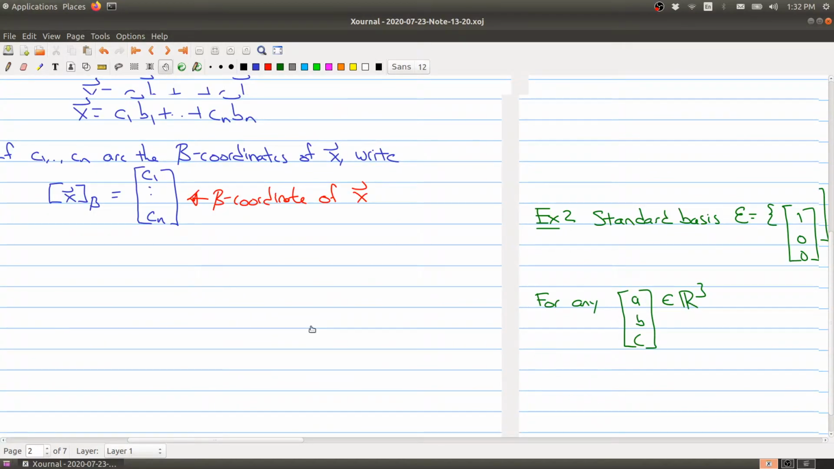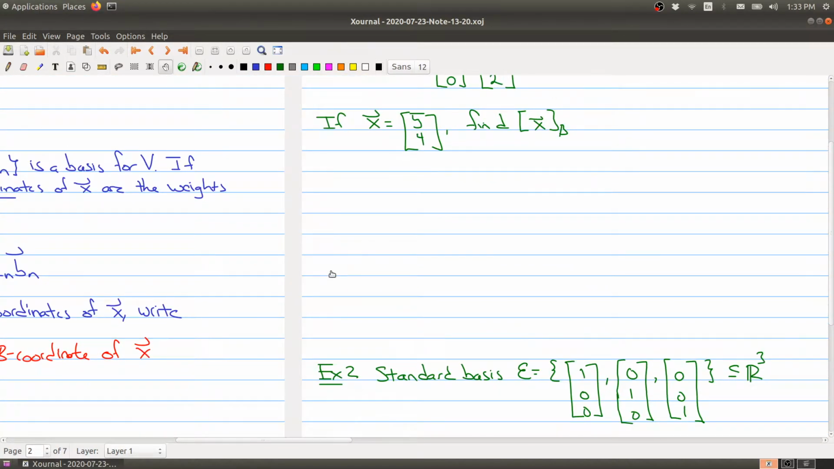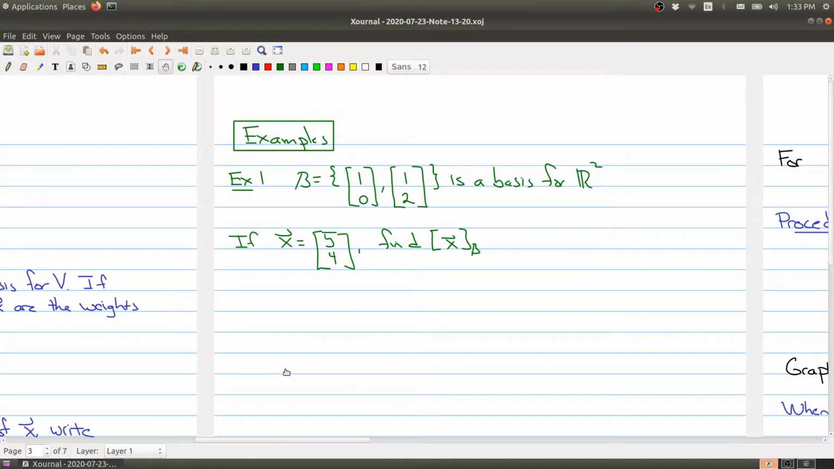Hello and welcome back to the next part. As promised in the last part, we will start with some examples of B coordinates, so you can get used to this idea. I have an example here of a basis for R2, and the basis consists of two vectors, (1, 0) and (1, 2).